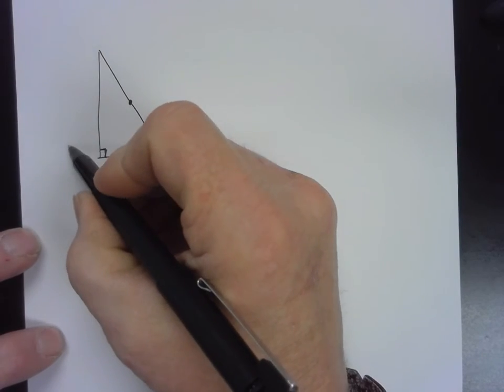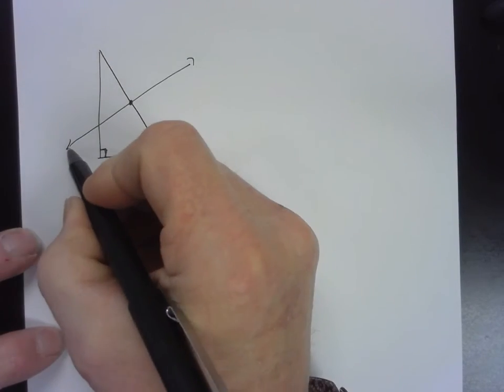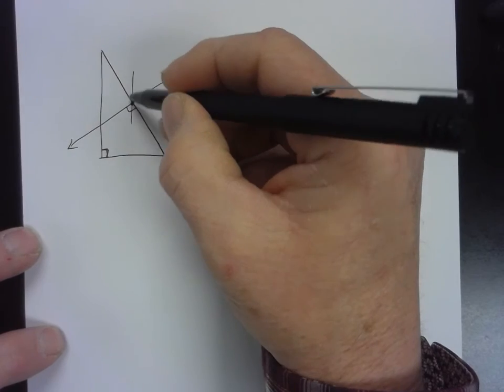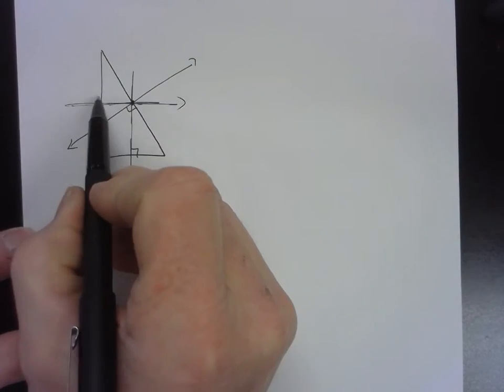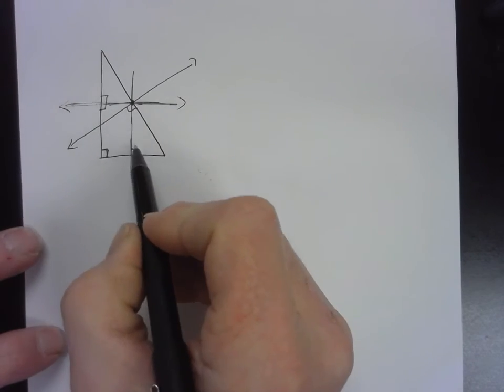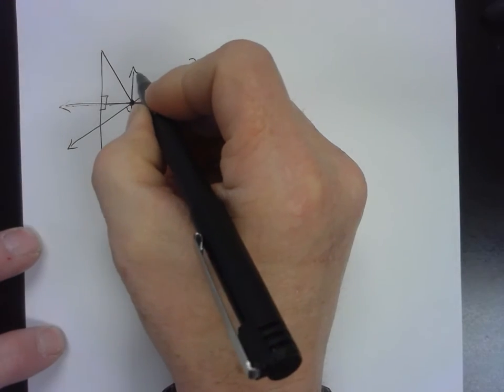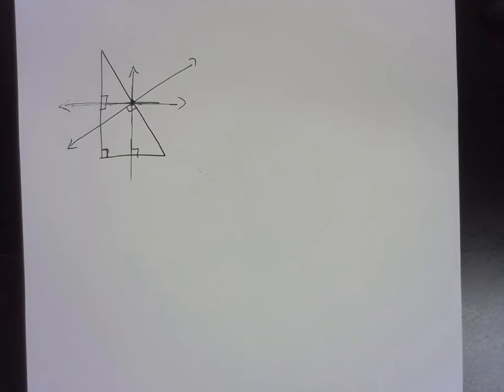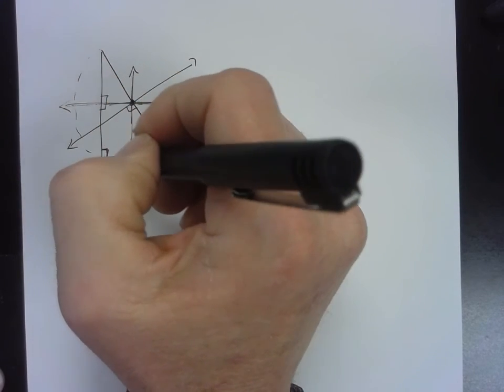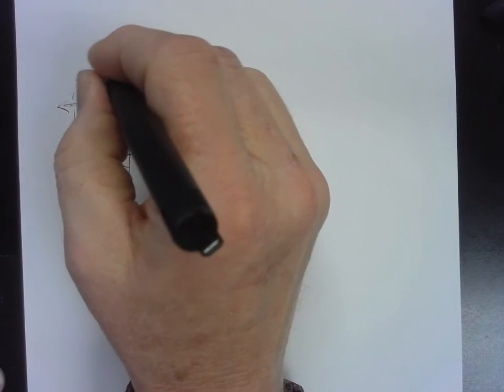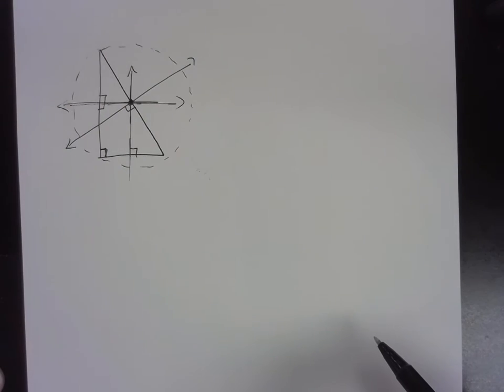So if you draw the perpendicular bisector of this one, and you draw the perpendicular bisector of this one, and you draw the perpendicular bisector of this side here, okay, they all intersect right at the midpoint of the hypotenuse. And that'll happen every time, and then you can still circumscribe the circle using that as the center of the circle.